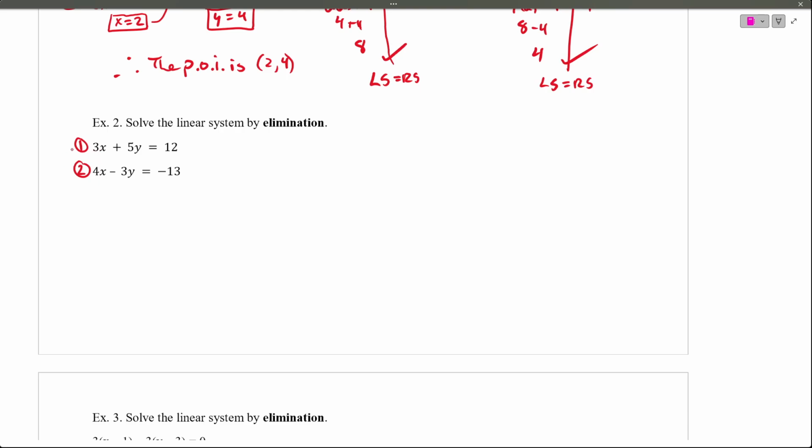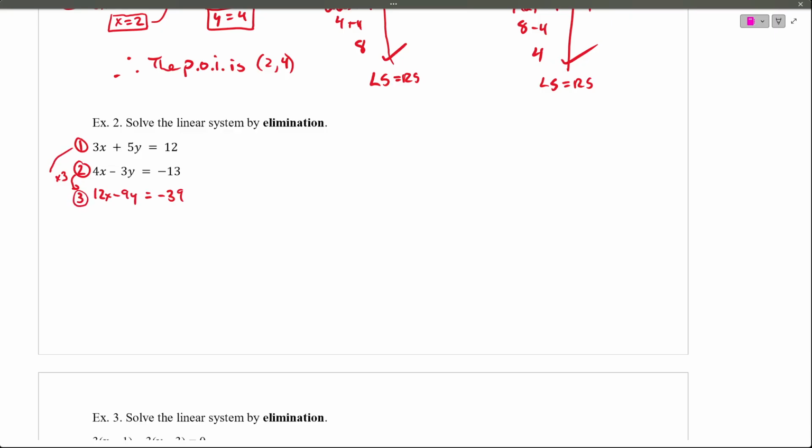So in this case, let's do the second equation first. We're going to take this one and multiply the entire equation by 3. So this is going to be 4x times 3, so that's going to be 12x, minus 3y times 3 is going to give me 9y, and minus 13 times 3 is negative 39. We're going to call this equation 3.